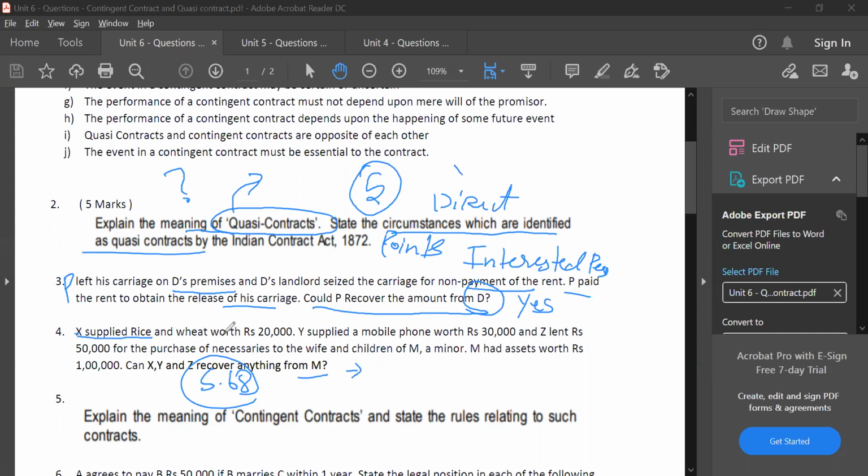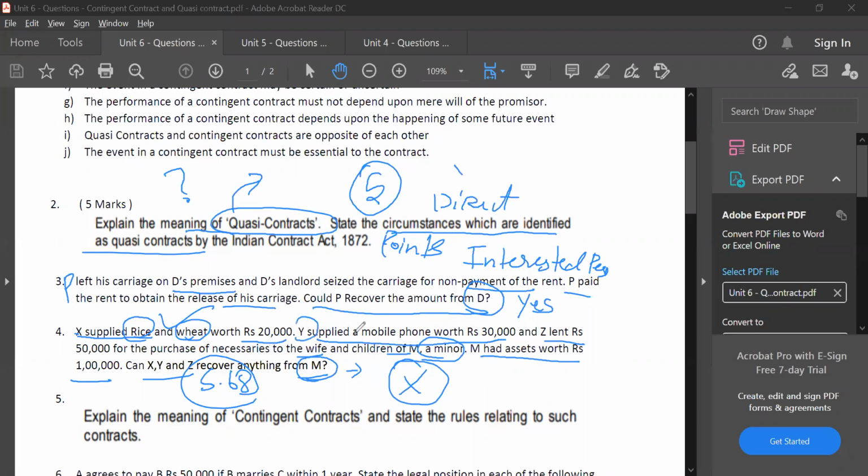X supplied rice and wheat worth 20,000. Y supplied a mobile phone worth 30,000. And Z lent rupees 50,000 for purchase of necessities to the wife and children of M, a minor. Now, M has assets worth 1 lakh. Can X, Y, and Z recover from M? Now, you have to see when you supply necessities to people incapable of entering into a contract, only for necessities you can recover. Now, X is supplying rice and wheat. Are they necessities? Yes. Therefore, X can recover from the personal property. He cannot recover from the minor himself, only from the property belonging to the minor.